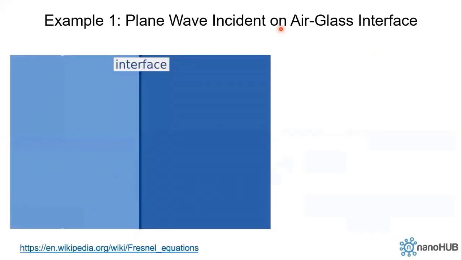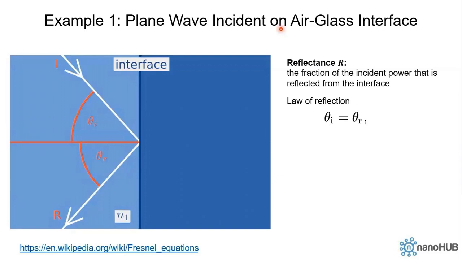Let's go straight into an example: plane wave incident on an air-glass interface. Here on the left-hand side of the interface, we have air, and on the right-hand side, we have glass with a refractive index of 1.5. If we shine a light onto this interface at an angle theta i, then we can imagine that part of the energy will reflect back at an angle theta r. The reflectance is defined as the fraction of the incident power that is reflected from the interface. And from the law of reflection, theta i is equal to theta r.